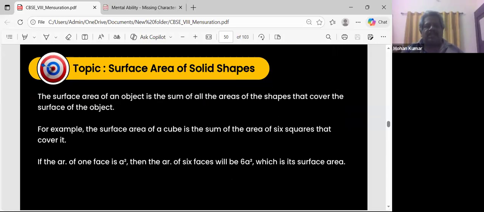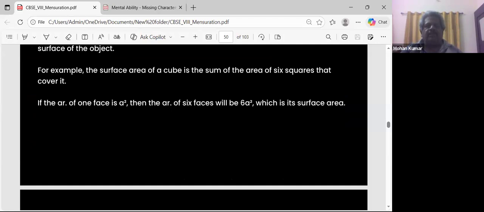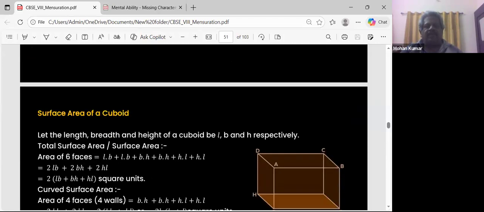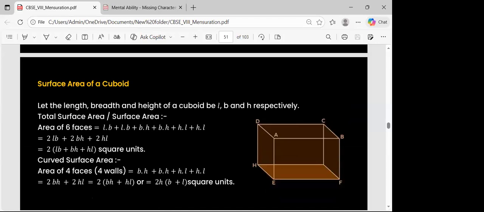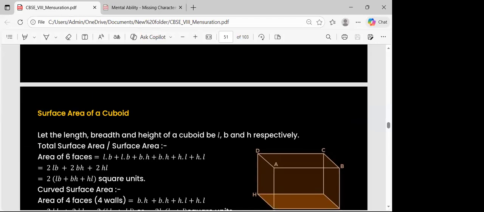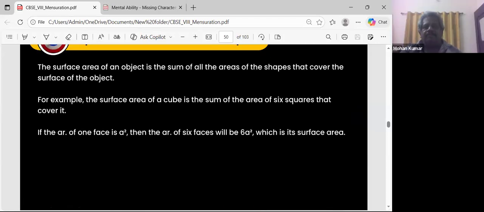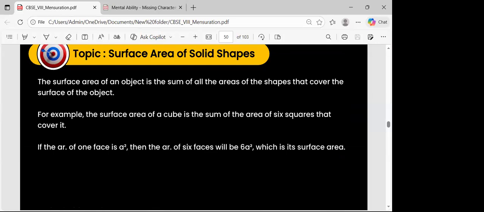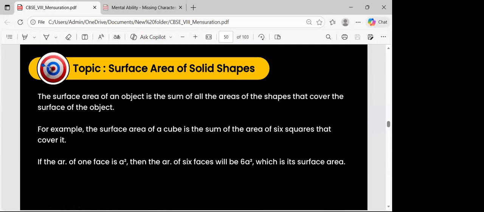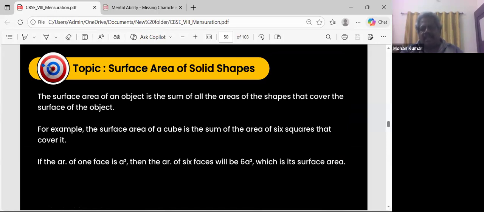Then we have the total surface area. The total surface area of an object is the sum of all the areas of the shapes that cover the object. Now we have the surface area of a cuboid. The surface area of an object is the sum of all the areas of the shapes that cover the surface of the object. Example, the surface area of a cube.